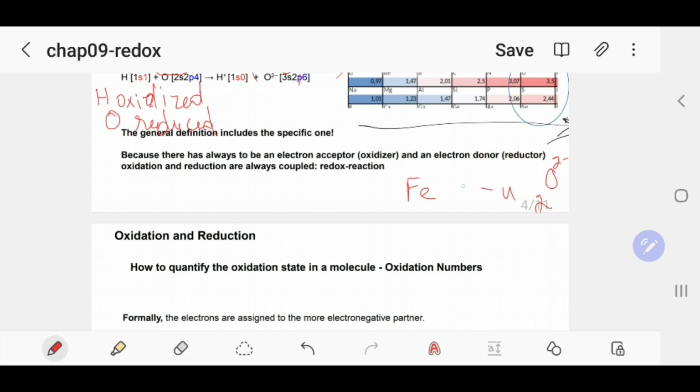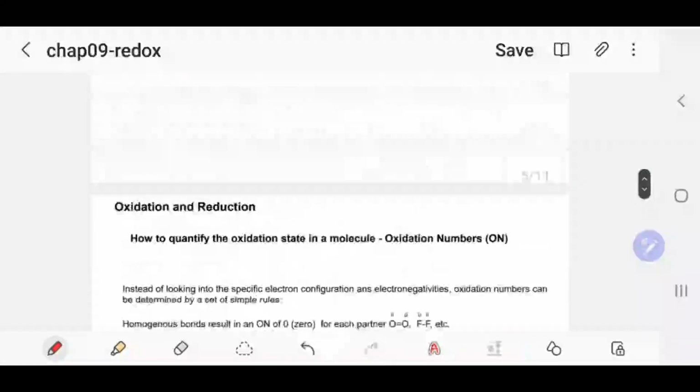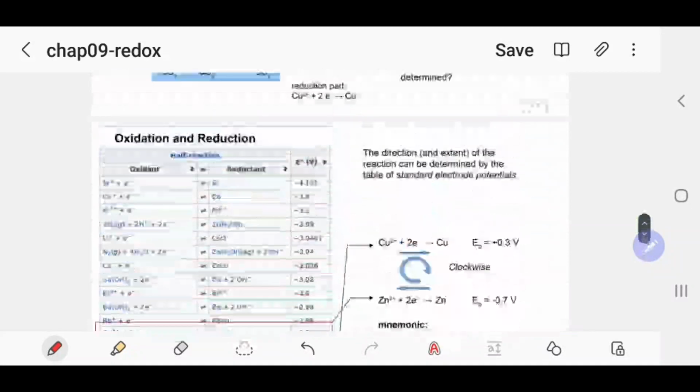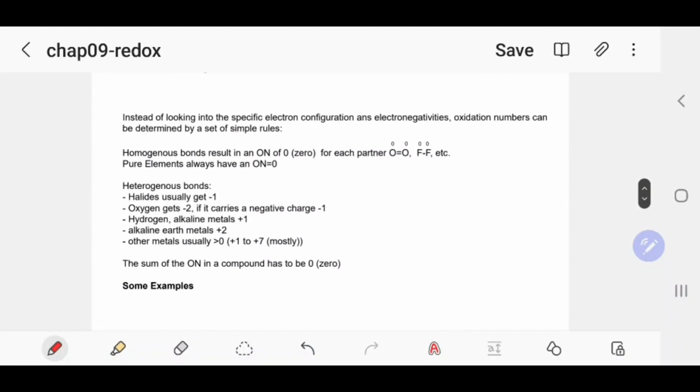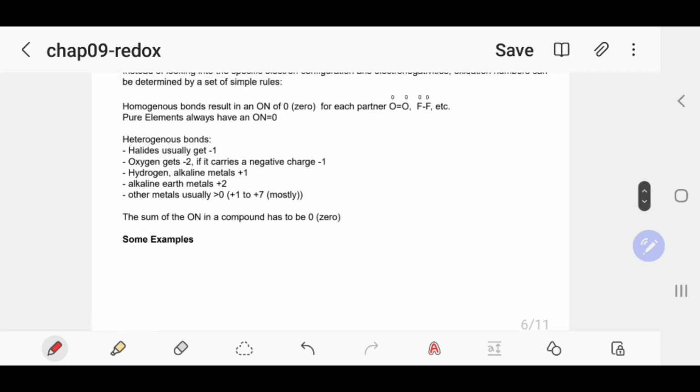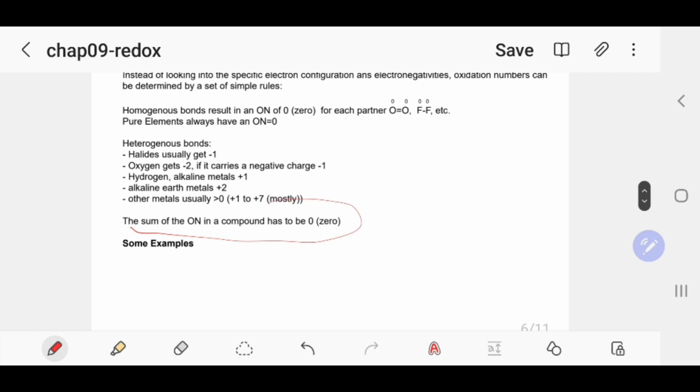Because in this case, you will have a total of 2+ here, 2 times 1 is 2+, and 2-. The total must always be 0. So that's why for the other metals that reside between the second and the third group, you can have different oxidation numbers. But the rule is that the sum of oxidation numbers in the same compound at the end must be equal to 0.